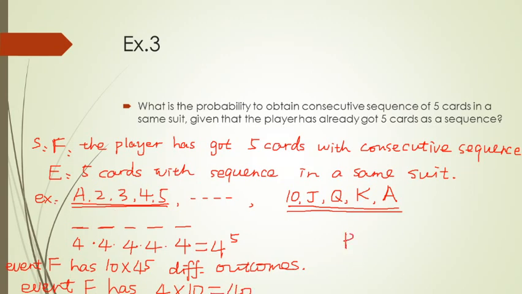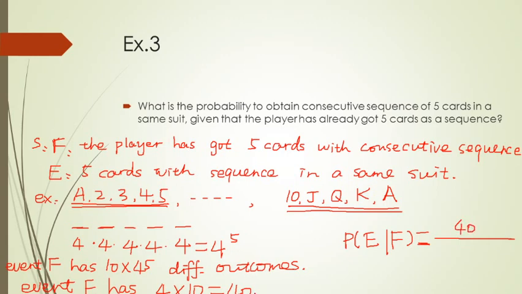Now, what is the probability the player, under the condition that the player has already gotten a sequence of 5 cards, and then this sequence should be in the same suit? So that will be the number of outcomes in event E, but also in F. Of course, in event E, you get those 40 cards as a sequence in the same suit. That is also contained in event F, right? It makes sense.